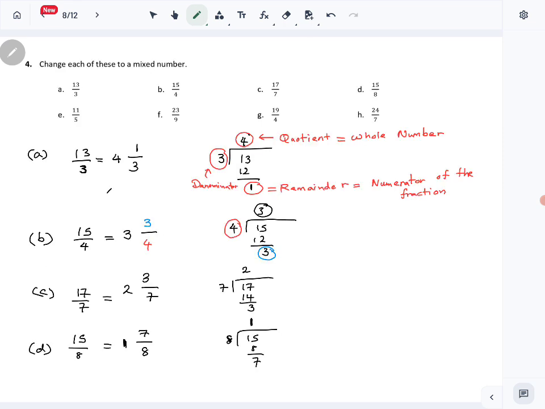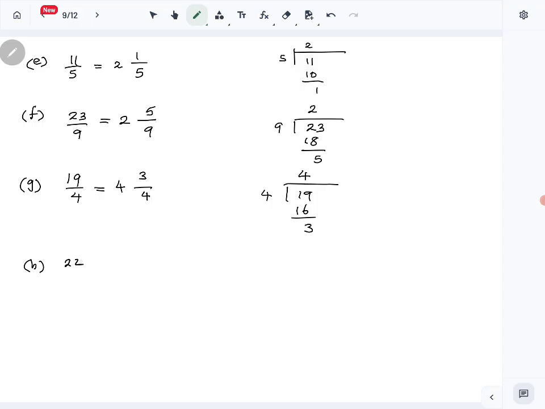And the last one, let's look at the last one. The last one is what? 24 over 7. So again, do the long division. How many 7s inside of 24? 3. So 3 into 7, 21. 24 minus 21 is 3. Right. So the whole number is 3. The remainder is 3, which means the numerator is 3 over 7. So 24 over 7 is 3 and 3 sevenths.